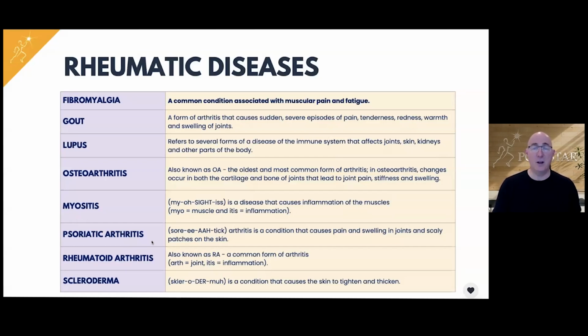Lupus is a very complicated disease, as I alluded to. This is what Michael Jackson had, was lupus. It refers to several forms of disease of the immune system that affect joints, skin, kidneys. A classic sign is the butterfly rash on the face or the changing of the pigmentation of the skin a little bit. Osteoarthritis, we're going to talk about a little bit.